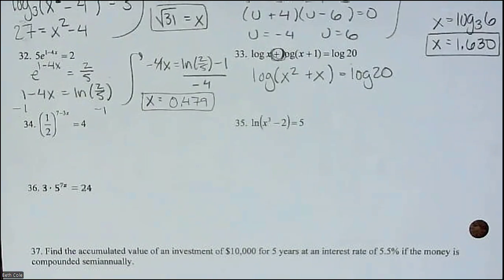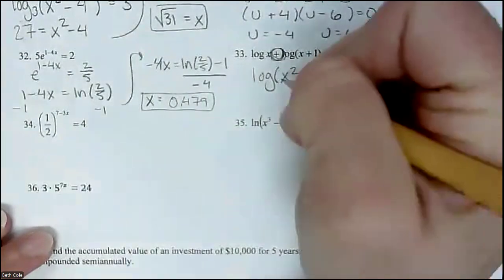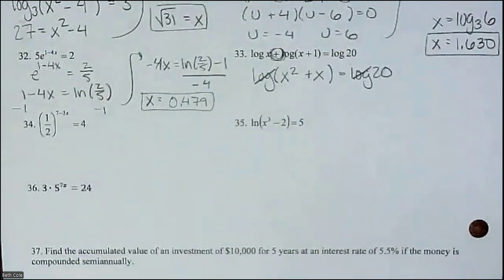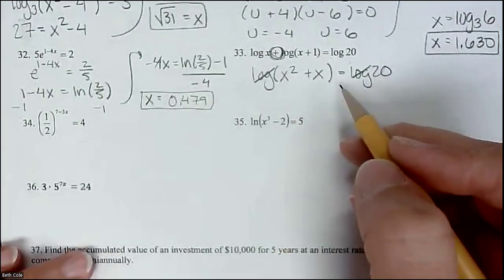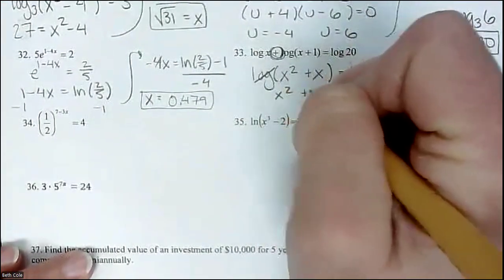So stop, take a step back, look at it. Now what do you notice you've got on both sides? Yeah, log base 10. So since they're the same, they cancel or drop out, whatever you're going to call that. And then what? You have x squared plus x equals 20. Now what?